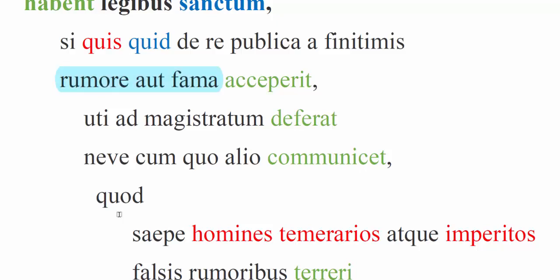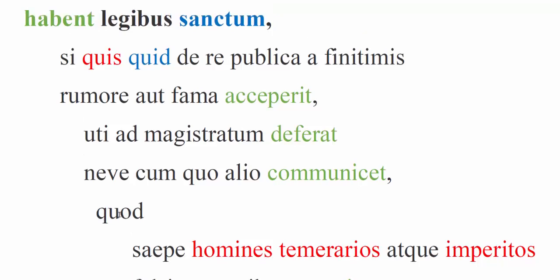So we're kind of stuck here. This is almost a hendiadys, because rumor is rumor, and fama also means rumor. So report or rumor, whispers and rumor, something like that. Just pick one to translate as rumor, and the other one has to be something else. So rumor and report, what does that person have to do? So this ut actually goes back to this phrase up here, habent legibus sanctum. They have it established by law that. All right, so the C is just getting us here. This C exists separately.